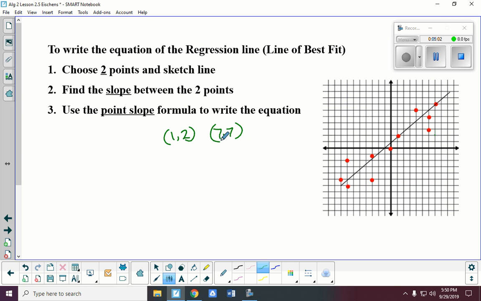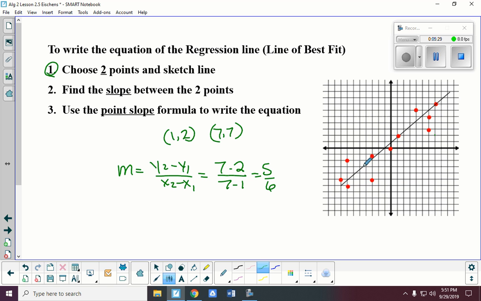And so we choose 2 points, sketch a line. We did that. Now we find the slope between the 2 points using the slope formula. That is y2 minus y1 over x2 minus x1. And so we'll find the slope, and then 7 minus 1, so we have 5 over 6. So 5/6, that's a positive slope. Our line is increasing, so that's good.